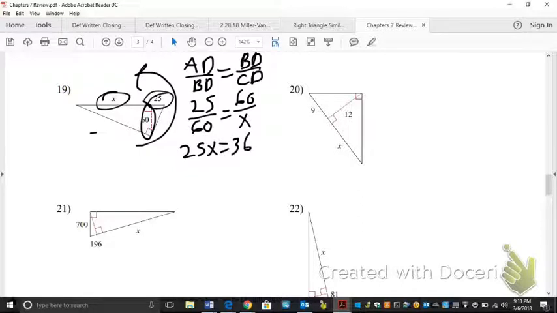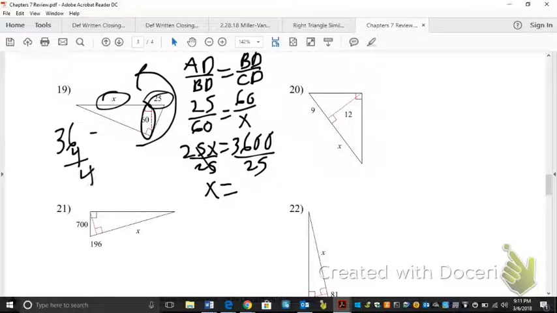25x equals 3600. Again, I don't have my calculator on me, but I do know that 25 goes into 100 4 times. There are 36 hundreds, so I'm going to go 36 times 4. And I am going to get 144 as my answer.